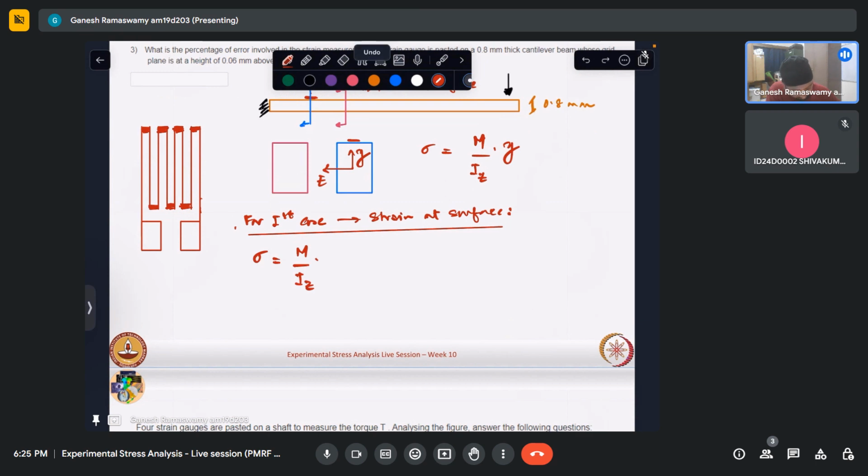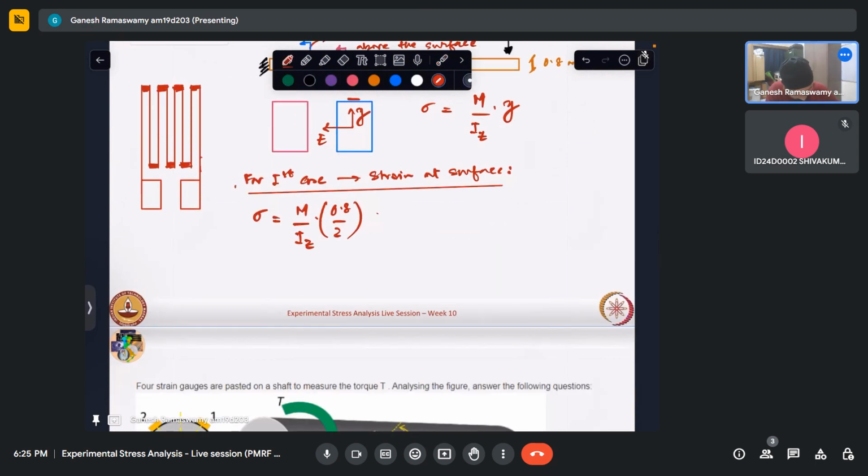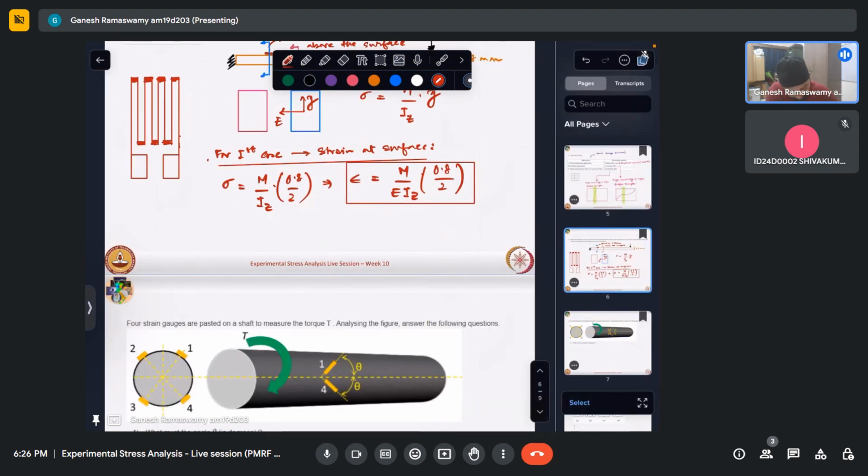Y here would be the depth by 2. Y would be 0.8 by 2. I take it that the neutral axis is at the center, and we are basically measuring at the surface of the beam. So this is nothing but its depth by 2. So this is the stress there, which implies that the strain would be M by E Iz into 0.8 by 2. Okay, so this is for the first case.